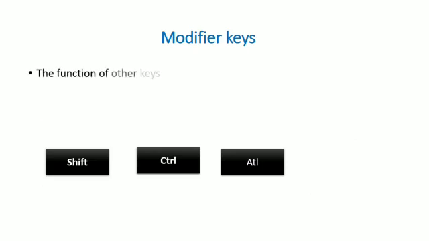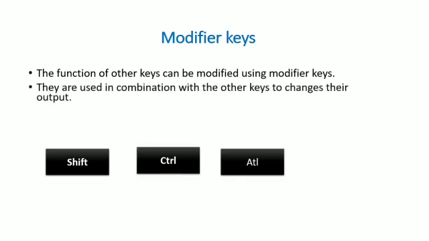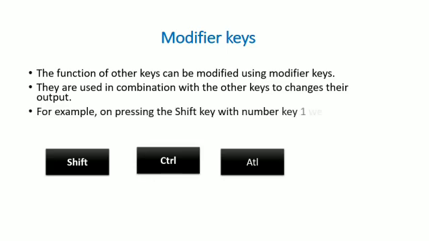Next one is modifier keys. The function of other keys can be modified using modifier keys. They are used in combination with other keys to change their output, like shift key, control key and alt key. They are modifier keys. Suppose if we want to write only one word in capital, so we use shift and the particular key to type in capital. So they are called modifier keys. For example, on pressing shift and number 1, we get exclamation mark as an output.